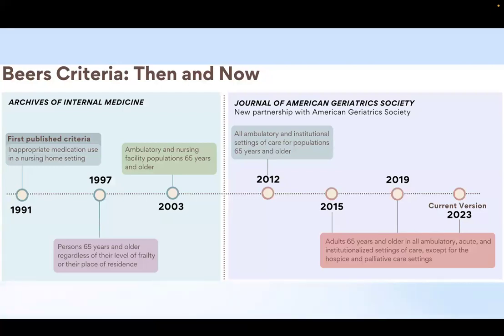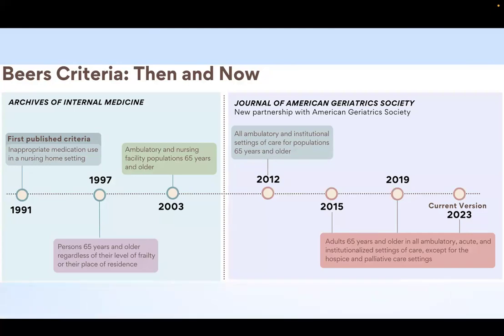From 2015 to 2023, the same situation is there, like adults 65 years and older in all ambulatory care, acute and institutionalized settings of care, except for the hospice and the palliative care settings. उसके ज़्यादा सब जगह पे the Beers criteria is prominent. Okay, it is under use.